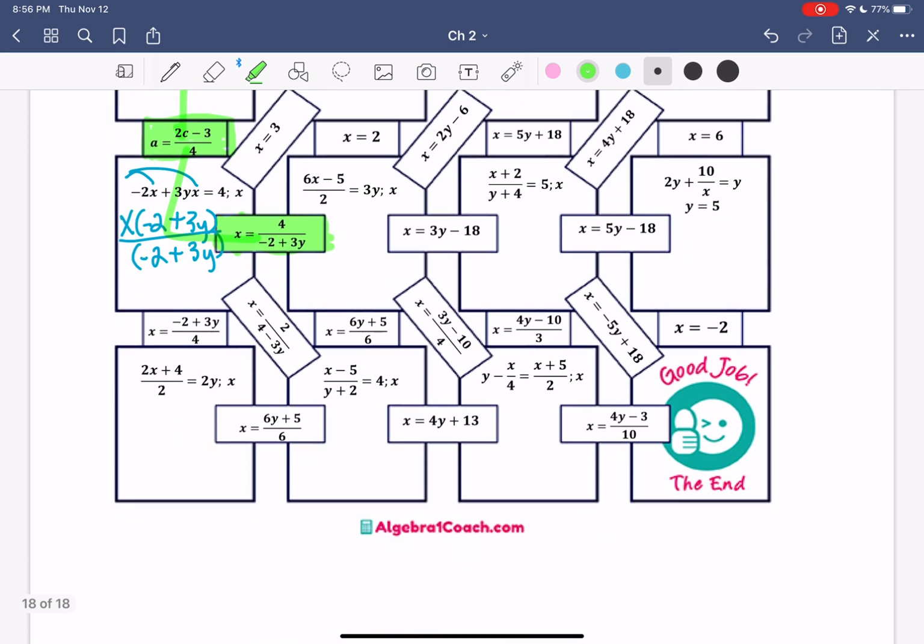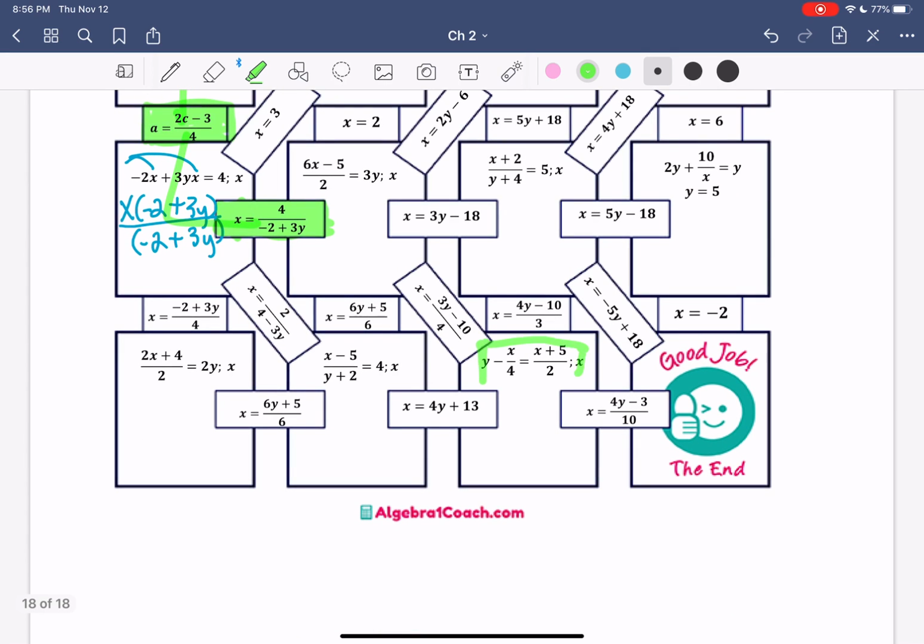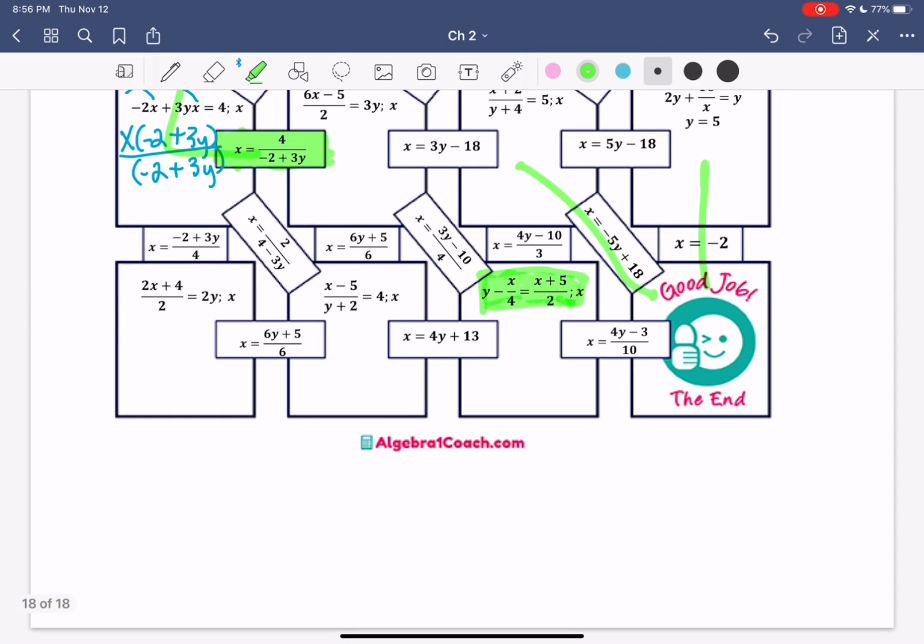I could not tell you, sorry, if this is one of the pieces in the maze. You might go from there to there or there to there. I don't know that you're going to go through this box, but I do want to do this problem. So y minus x over 4 equals x plus 5 divided by 2. And I'm solving for x. I have x in 2 different spots, so I need to work on getting it in the same location.